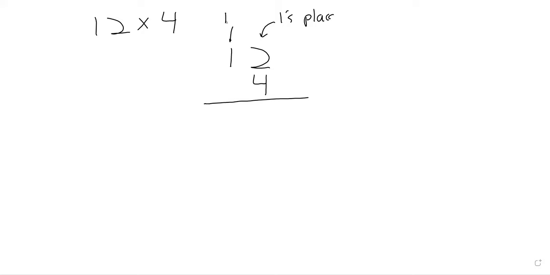I don't know if most of us see lattice multiplication. But let's say we want to multiply two numbers, 12 times 4, and maybe we cannot do that in our head. So we set this up like a line, just like addition. We've got a ones place and a tens place. Now, unlike addition, where you'd be adding down like that, for multiplication, you multiply across.